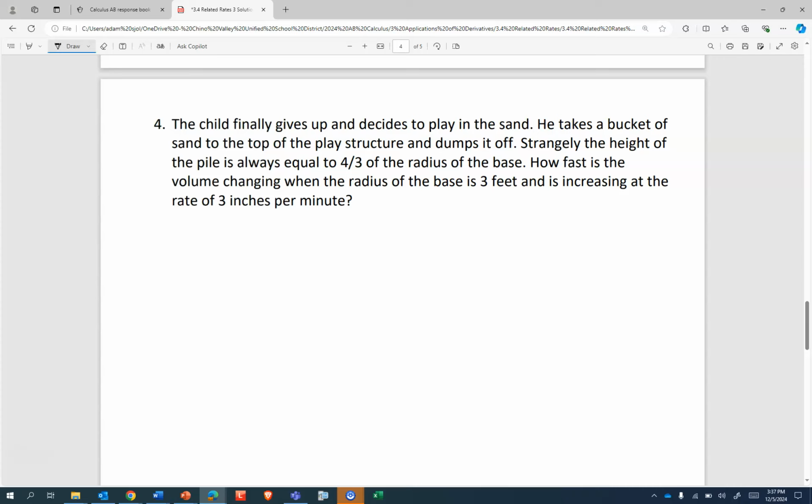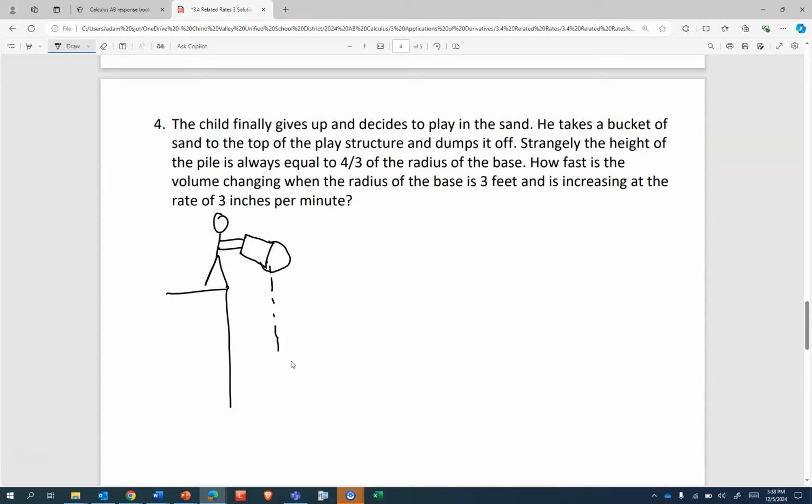So, poor kid, he's going to find a fourth thing to do. The child finally gives up and decides to play in the sand. He takes a bucket of sand to the top of the play structure and dumps it off. Hold on, I can do a bucket. Let's see, a sand bucket looks like that. It always has kind of a hoop on it, and this sand is falling out.